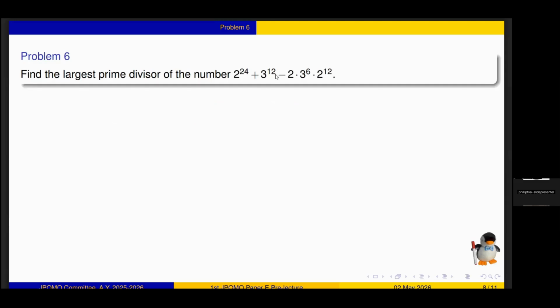Find the largest prime divisor of the number 2 raised to the 24 plus 3 raised to the 12 minus 2 times 3 to the 6 times 2 raised to the 12. Does anybody have an answer?